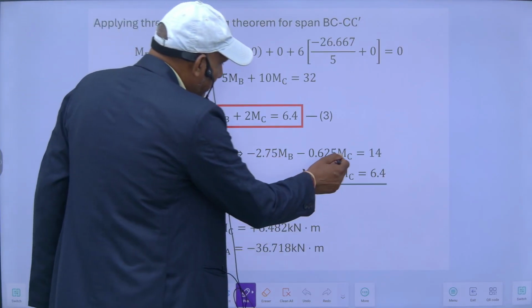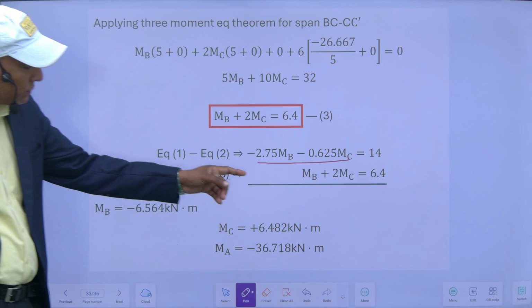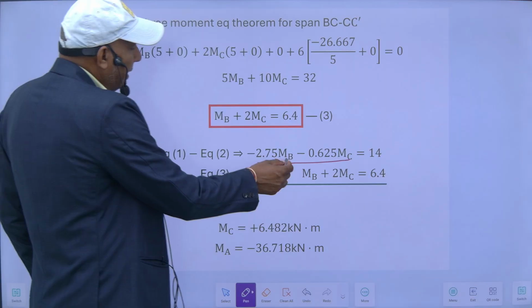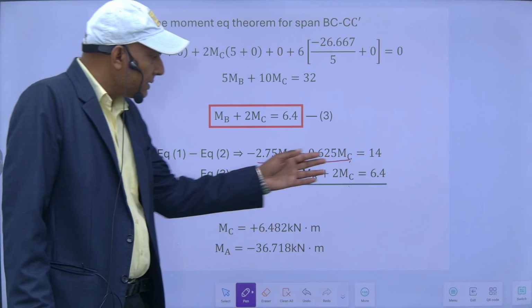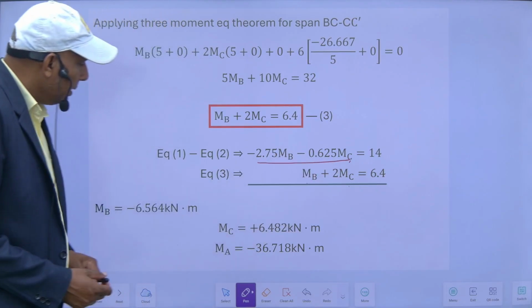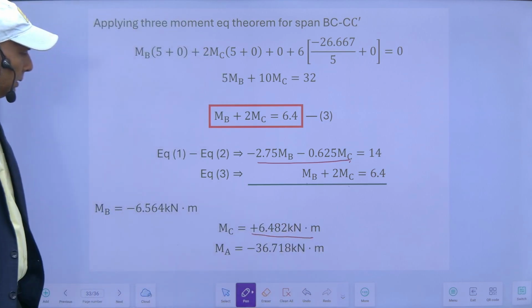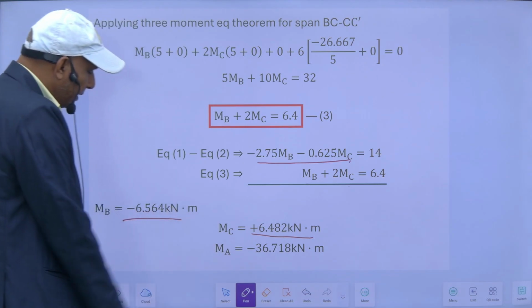I will get this equation. And equation 3 is mb plus 2 mc is equal to this. So now I have two equations, mb and mc are the variables. From these two equations I can find mb and mc. So mc is equal to this one, mb is equal to minus 6.564.